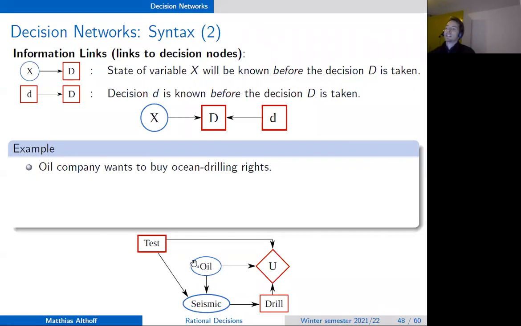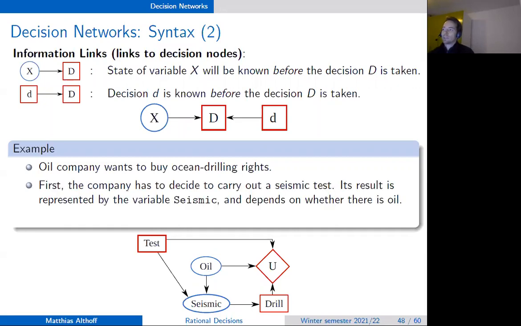So it could be there is oil, and with a small probability, the seismologist says no, there's no oil, or there's no oil and the seismologist says there is oil. Similarly to a corona test, it is also not a perfect test. Okay, so that's all what I said, just written here.